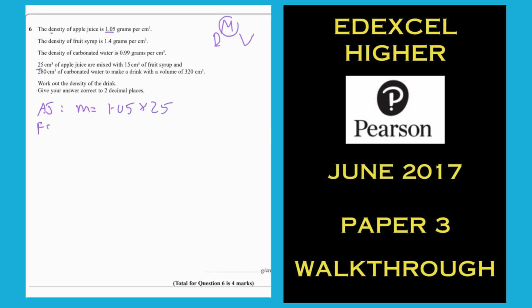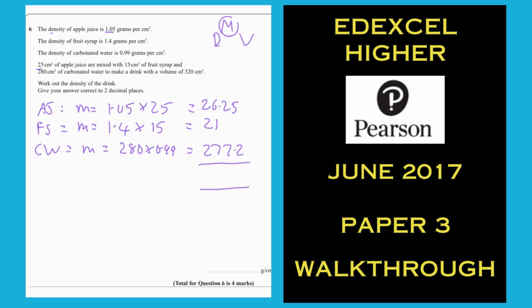What about the fruit syrup? The mass is 1.4 times by 15. And the carbonated water mass is 280 times 0.99. Get on your calcs for 26.25, 21 and 277.2. But when you're looking for the density of the drink overall, you're looking for the overall mass.